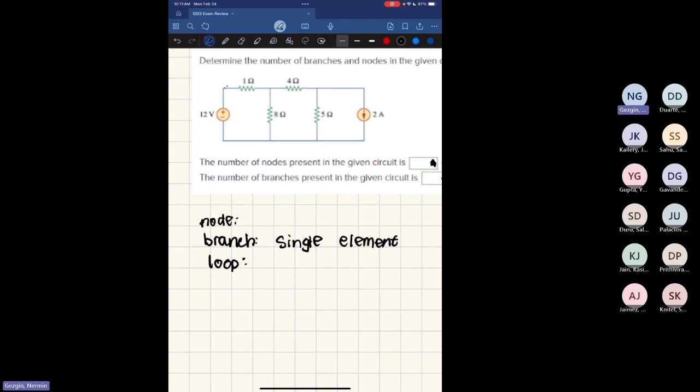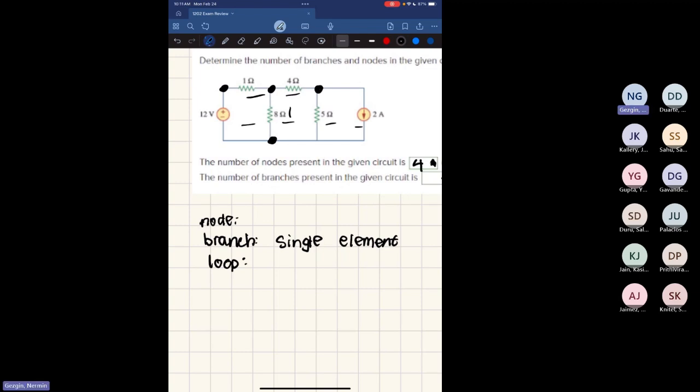So here we have a node. We have a node in here as well because we have these three elements. And then we have a node here and a node here as well, where we have branches here that connect. So that gives us 4 nodes.